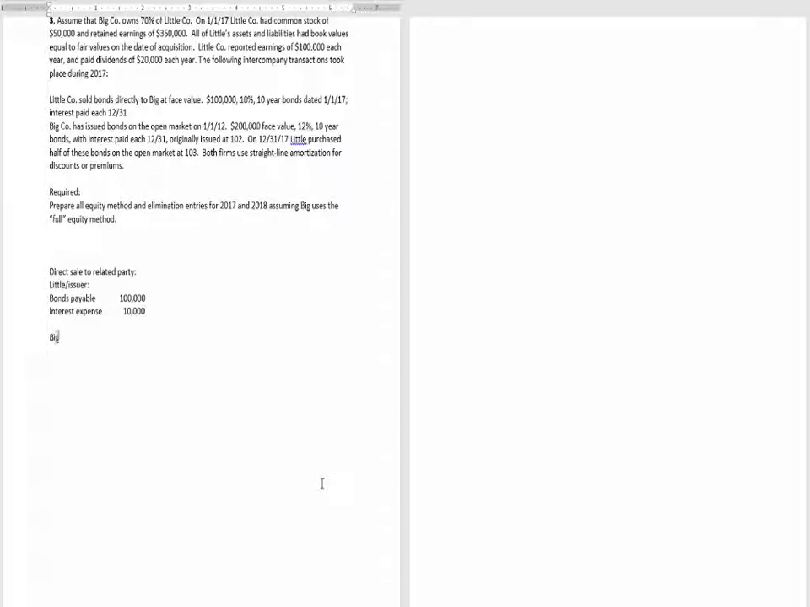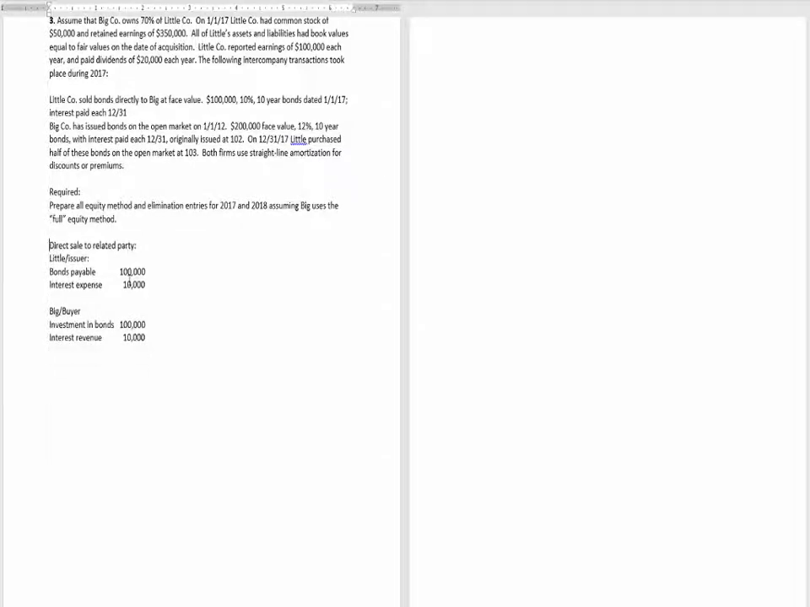By the same token, Big the buyer is going to have an investment in bonds every year of $100,000, and they're going to have interest revenue of $10,000. So the elimination for these bonds obviously is very simple. We're simply going to close the payable against the investment and the expense against the revenue. There's no effect on income. It's simply a wash.